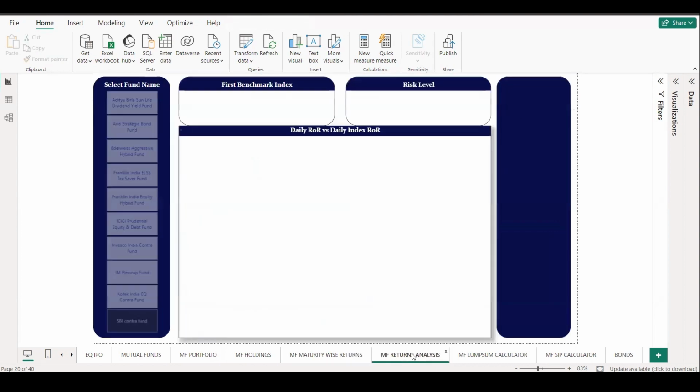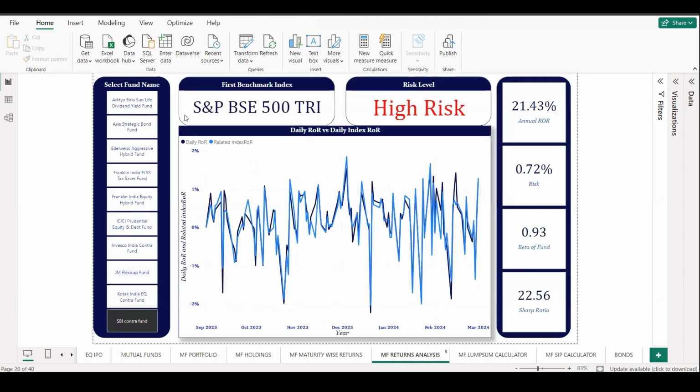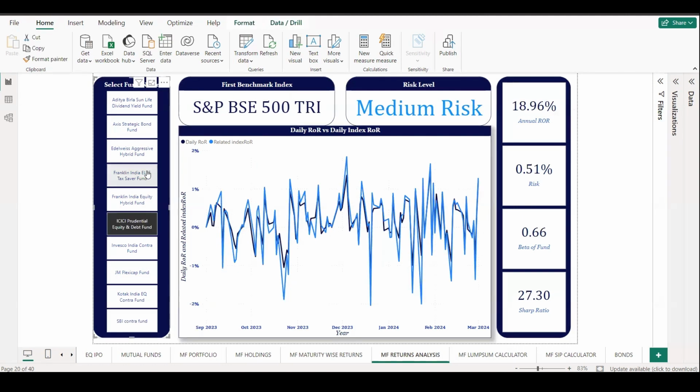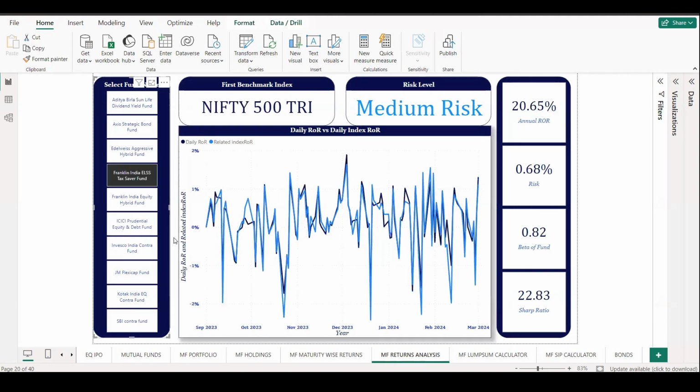And moving on to the next page, we can see a similar comparison to the one we did for stocks. It's a comparison between the individual mutual fund and its related index. The index is the market. So we see how the market performs and how the individual mutual fund performs in comparison to the market, whether it is overperforming or underperforming. And these are all the financial measures that we use to determine whether it's a good mutual fund or not.